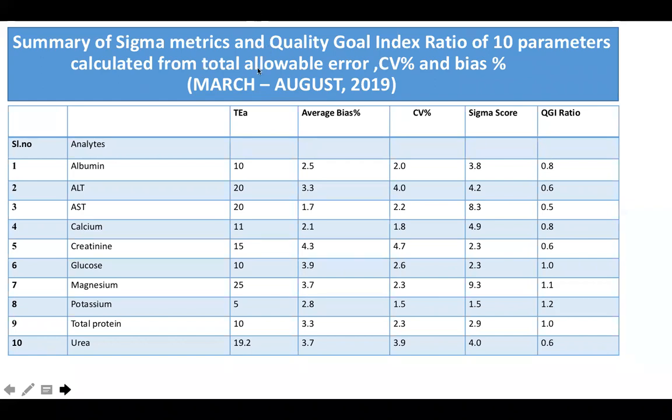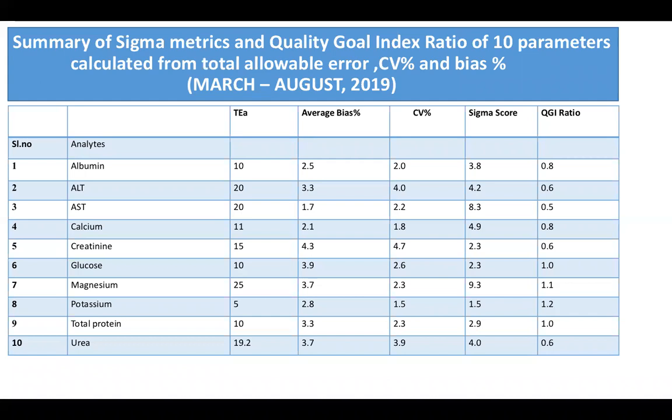Right? Now, although here we calculated QGI for all these cases, it is applicable only for those which are less than 6 sigma. So we calculated sigma for all the parameters. Now you will find for certain parameters like creatinine, glucose, potassium, and total protein, it is less than 3. So that means these analytes are not performing well.